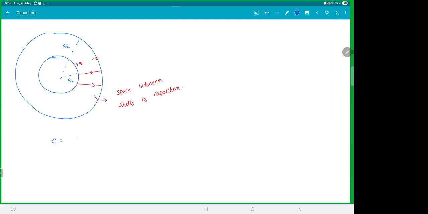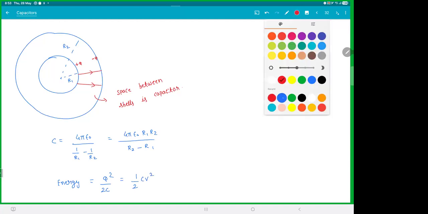The formula is given by 4 pi epsilon by 1 by R1 minus 1 by R2. If you simplify this, you end up with 4 pi epsilon R1 R2 by R2 minus R1. There. And if you want to find energy stored, all the formulas are valid. Energy stored is what? Q square by 2C. You can put that Q or half CV square, it will work.